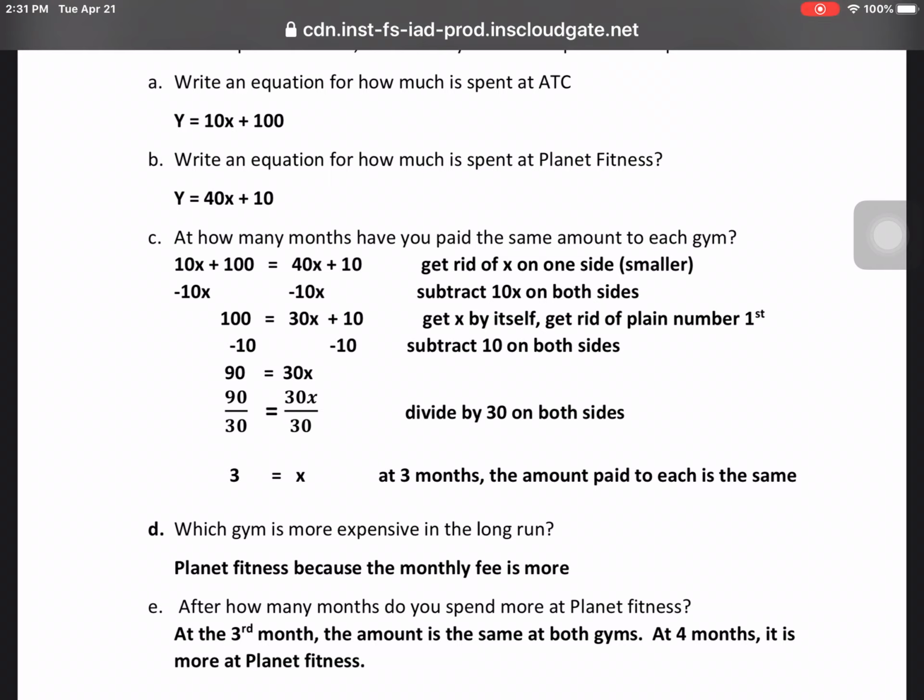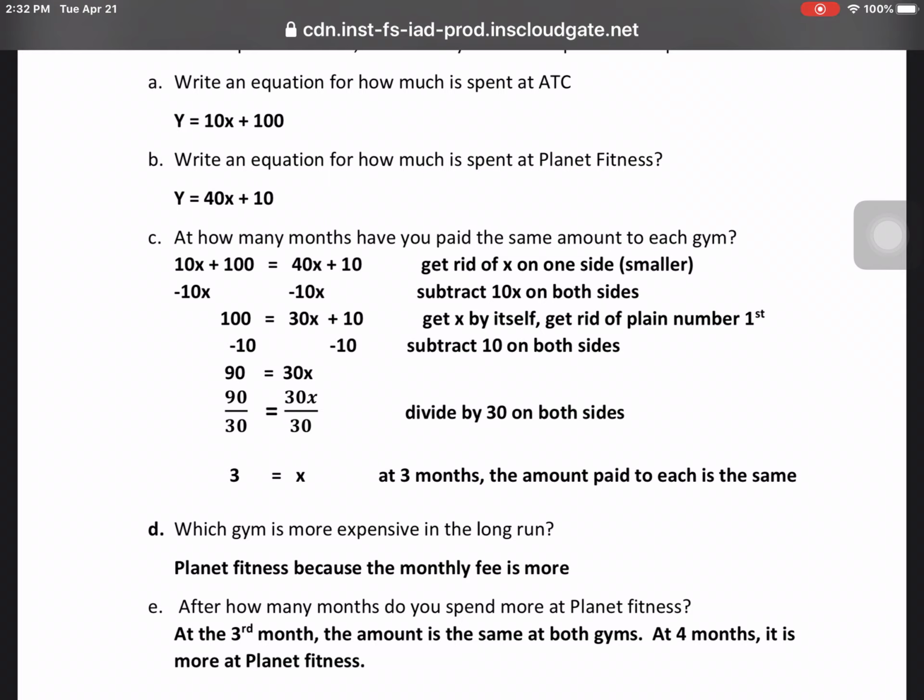Part D. Which gym is more expensive in the long run? Okay, at 3 months they're equal, but what happens after 3 months? Planet Fitness has the higher monthly fee. So after 3 months, you're spending more at Planet Fitness. Planet Fitness is $40 a month. ATC is only $10.